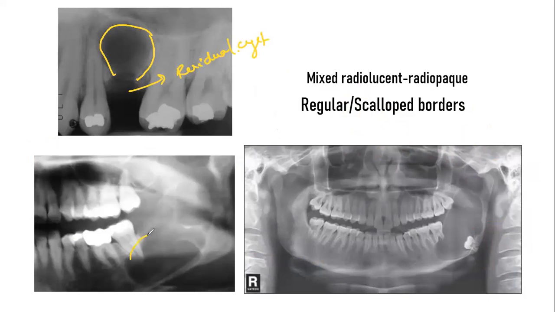This shows you a scalloped radiolucency present in the ramus, right? And I told you it grows antero-posteriorly, so this could be an OKC.